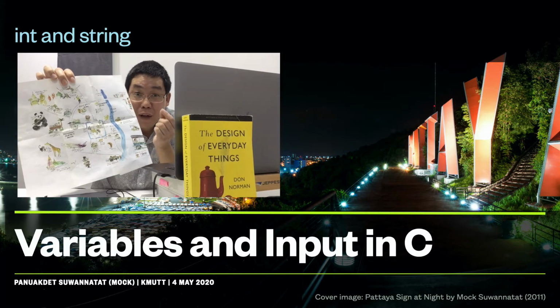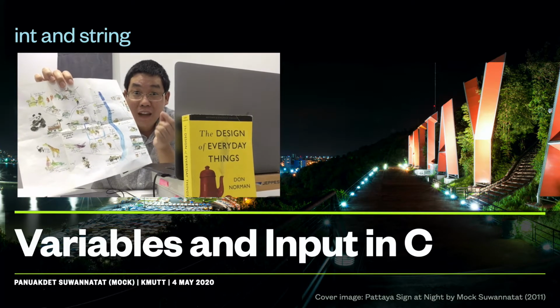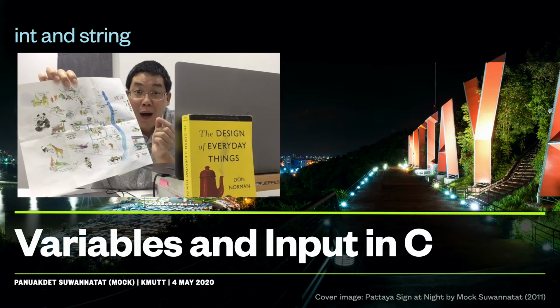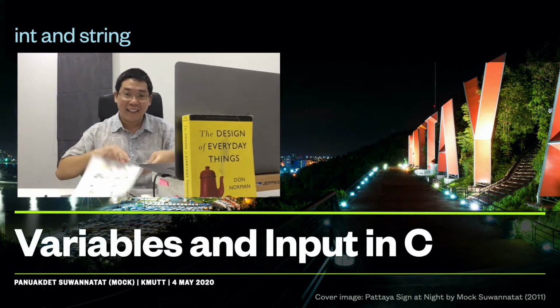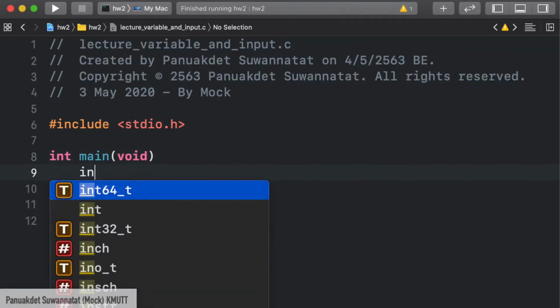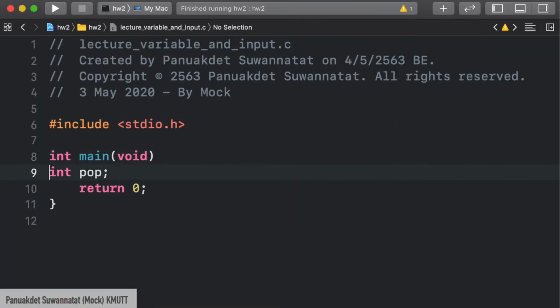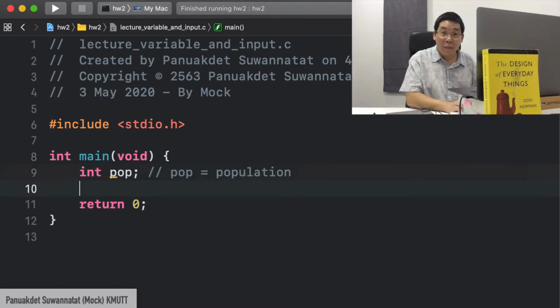We will have a variable called pop, which stands for population, and pop is an integer. In C, we will write it like this. int pop, with a comment. And we can assign a number to it like this.